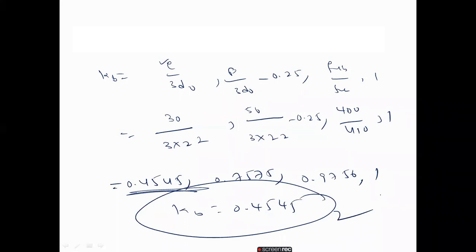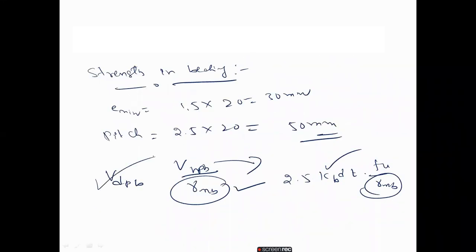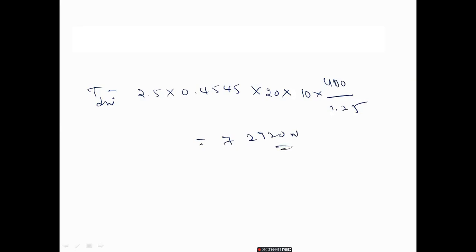Okay. Now substitute this value in the formula. In this VDB formula, first we have to know these values. Substitute in this formula and you will get the strength. I will write here: 2.5 into KB, 0.4545, and also the bolt diameter 20, T is 10, FU is 400, gamma MB is 1.25. You will get 7720 newtons.